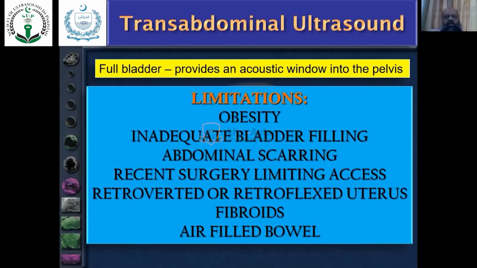For instance, obesity, inadequate bladder filling, abdominal scarring, recent surgery limiting access, retroverted or retroflexed uterus, fibroids, air-filled bowel, which are the gases in the abdomen.